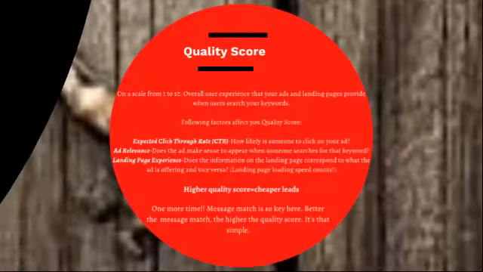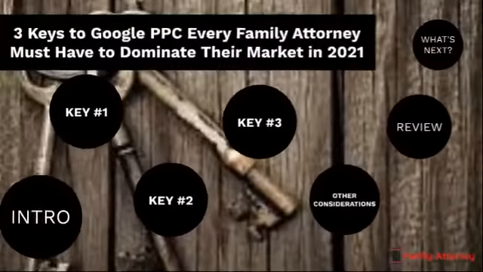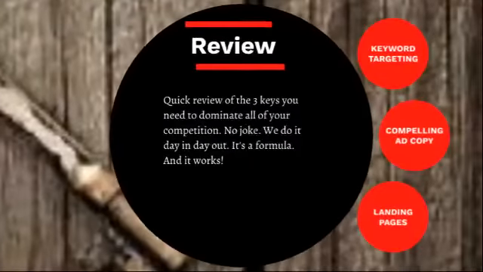And the quality score, so this is straight from Google. It's a scale of 1 to 10, your overall experience that your ads and landing page provide when users search your keywords. Here are the things that affect it, and we've been talking about this the whole time here, guys: your click-through rate, your ad relevance, and your landing page experience. The higher the quality score, the cheaper the leads. One more time, message match is the key here. The better the message match, the higher the quality score. Guys, that's that simple. So let's do a quick review.